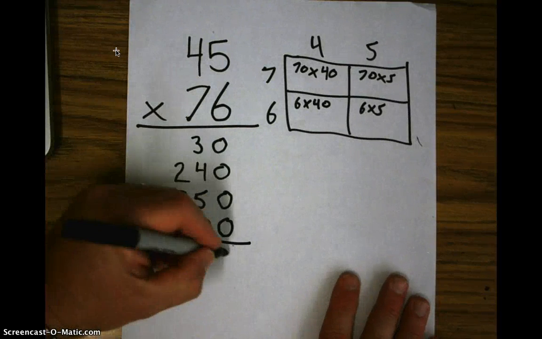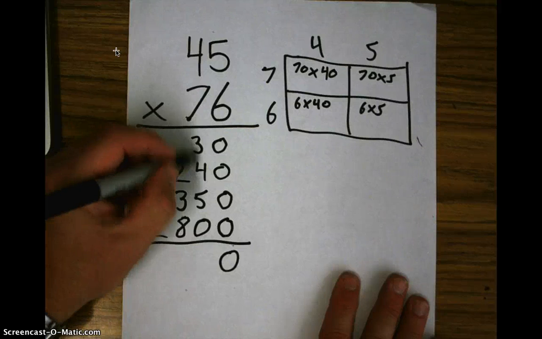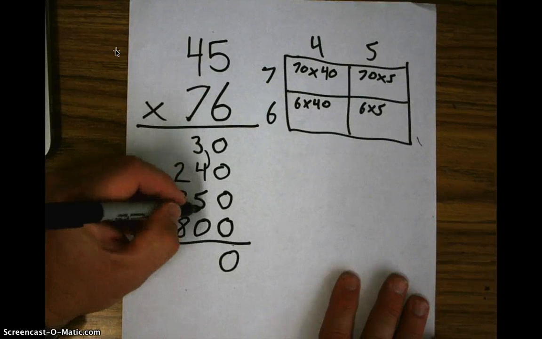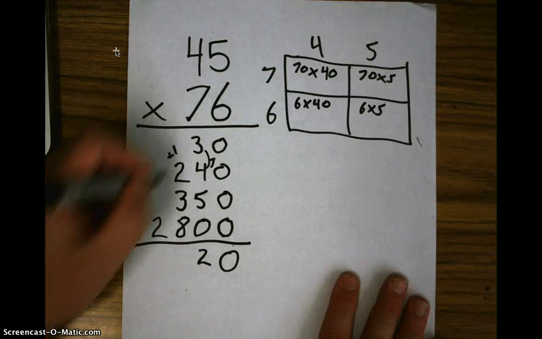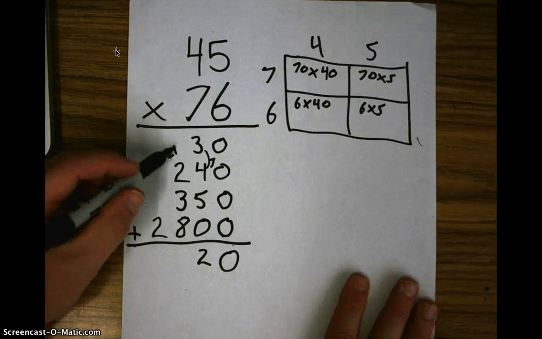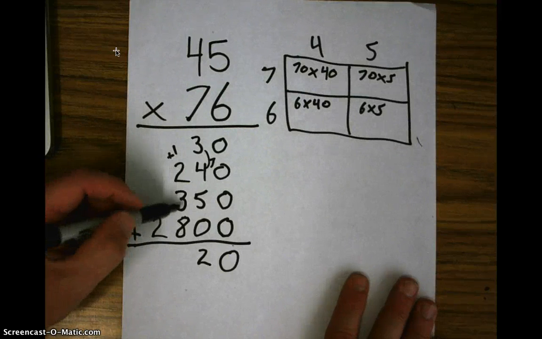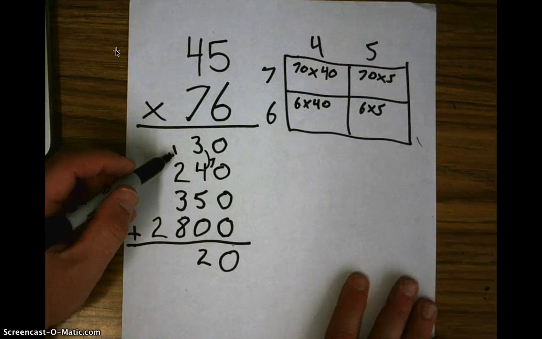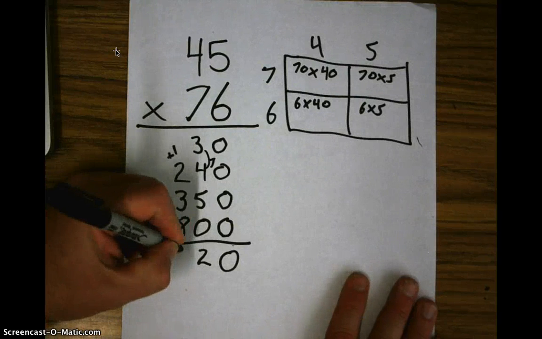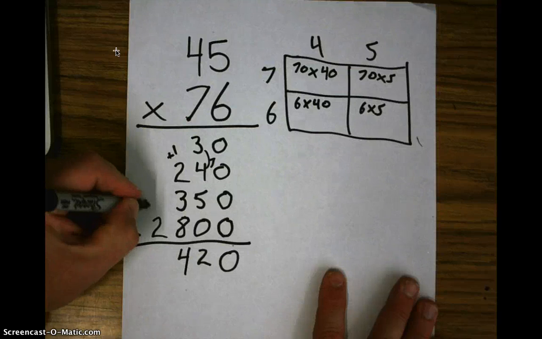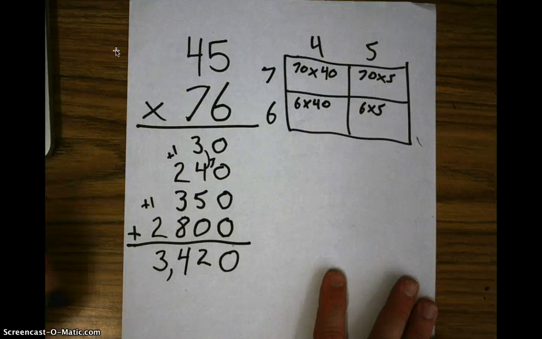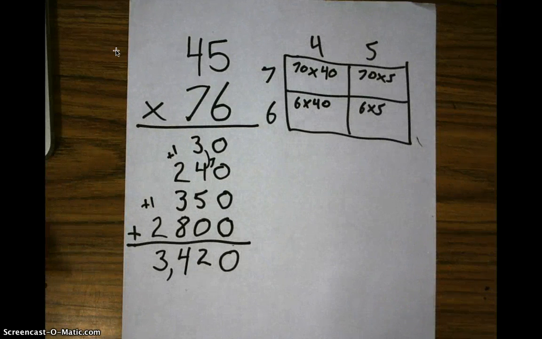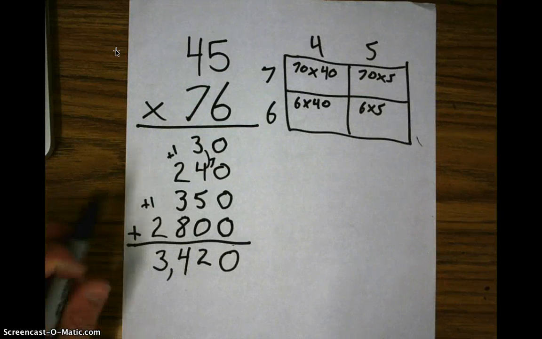Then we just add them up. So a bunch of zeros added together gives me 0. 3 plus 4 is 7. 7 plus 5 is 12. I write my 2 and carry over my 1 to the hundreds place. So that's actually 100 that we carried over. 2 plus 3 is 5, plus 1 is 6. 6 plus 8 would be 14. So I write my 4, carry my 1, and 2 plus 1 is 3. So I end up with a product. Remember, product is the answer to a multiplication problem. Our product ends up being 3,420.